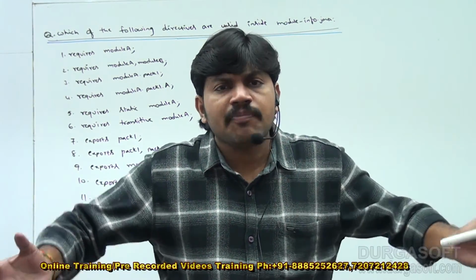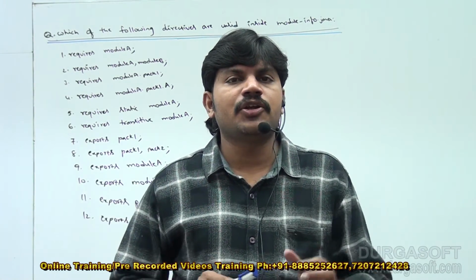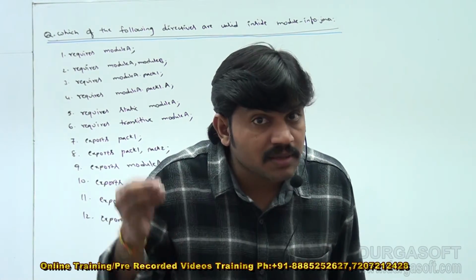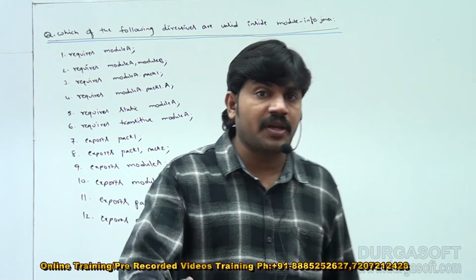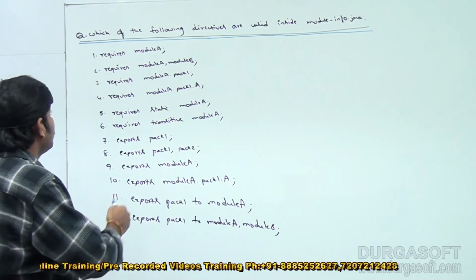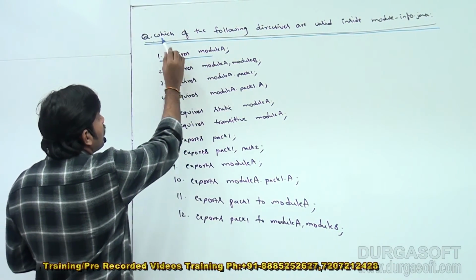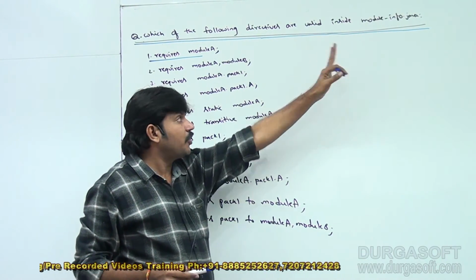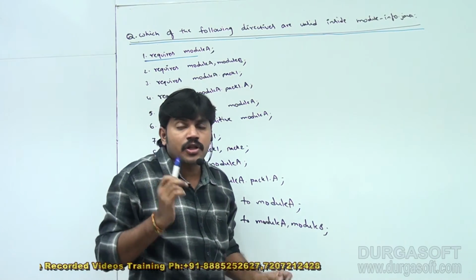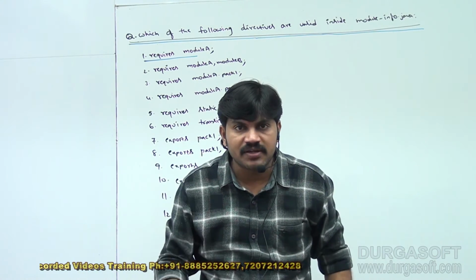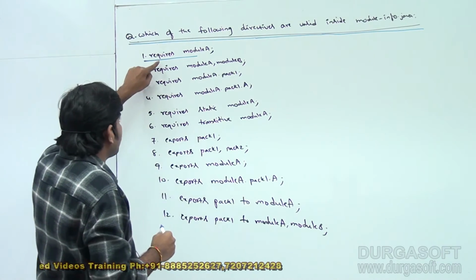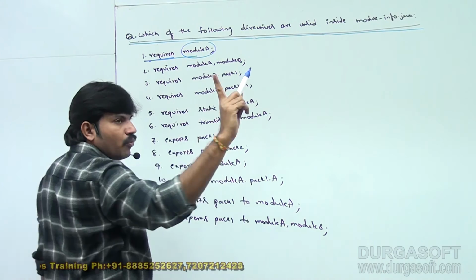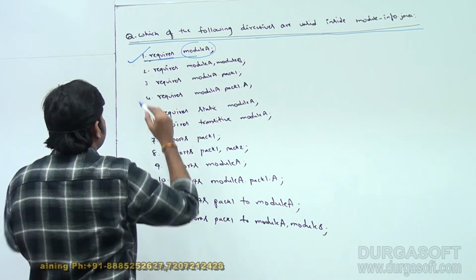Now let me convert this total discussion into a bit-style question. If you are planning for certification, there may be a chance of this question being asked. Observe carefully. Which of the following directives are valid inside module-info.java? First, requires module A. Here I'm using requires for only one module, that's why it is perfectly valid.